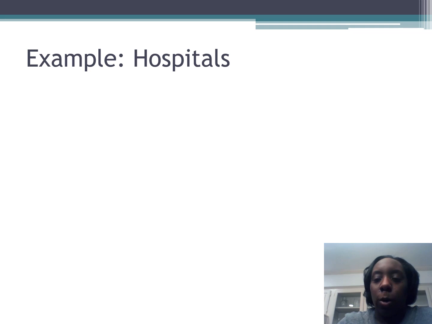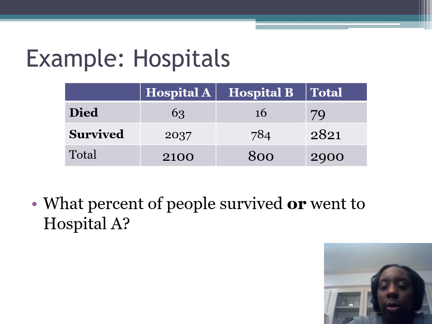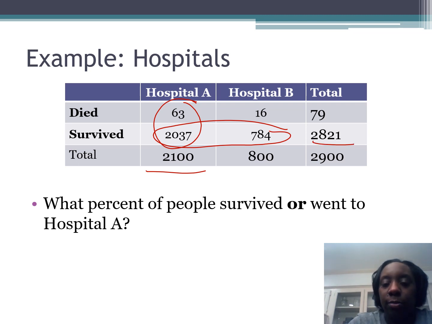I'm almost at the 10-minute mark. Woo. Okay, so we have or. What's the percent of people who survived or went to hospital A? All right, or means I could be a survivor no matter whether I'm in hospital A or hospital B, or I could be in hospital A, whether I died or survived. So what I need is hospital A's group, which is the 2100, and I need the survival group, which is the 2821.